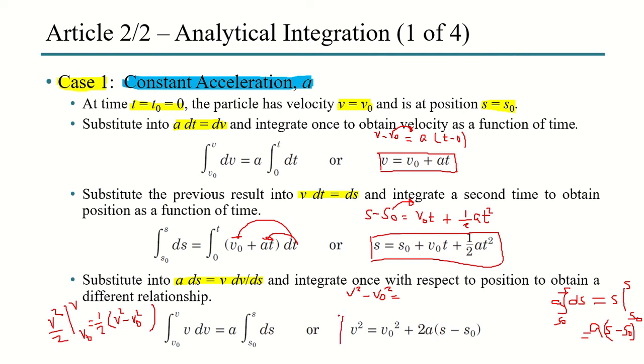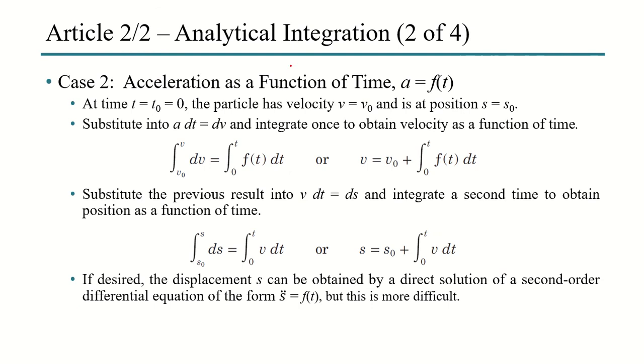Alright, so this is now the third equation. So this is supposedly 2a times s minus s sub 0. Okay, and then transposing v sub 0 squared, and that's why we have it in this equation. Okay, now case 2.